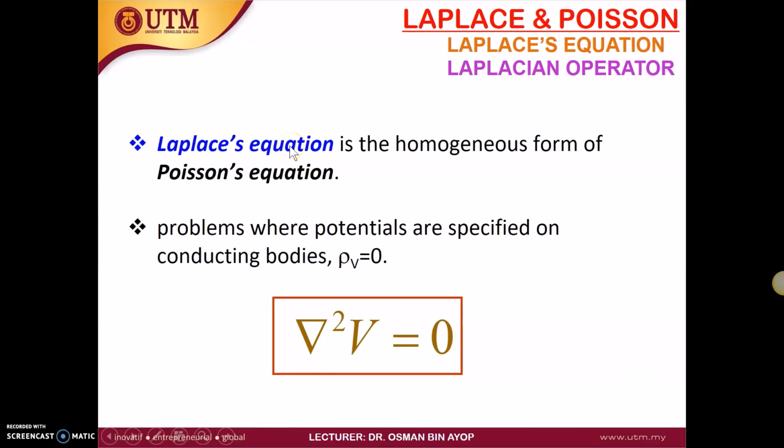Laplace equation is basically the homogeneous form of the Poisson equation, where we have a problem in which the potential is specified on conducting bodies, for example, when rho v is equal to 0, when we don't have charge density inside our system, so the right hand side becomes 0. This is what we call the Laplace equation. This equation is very important to solve many problems related to the material.